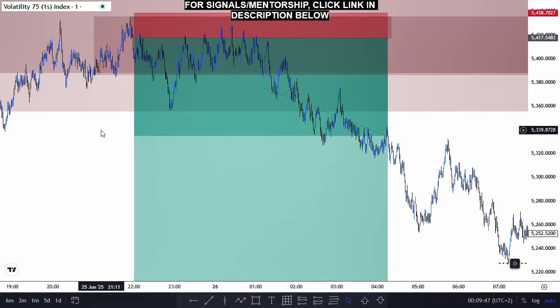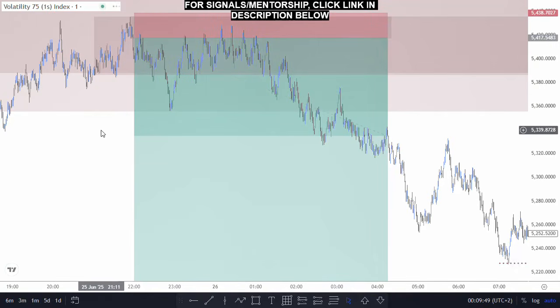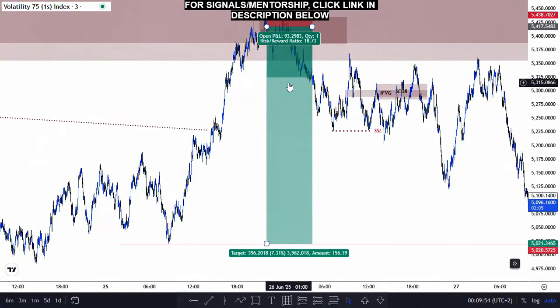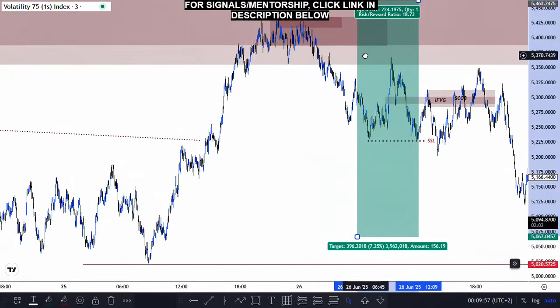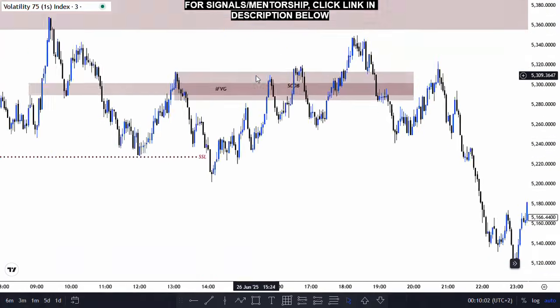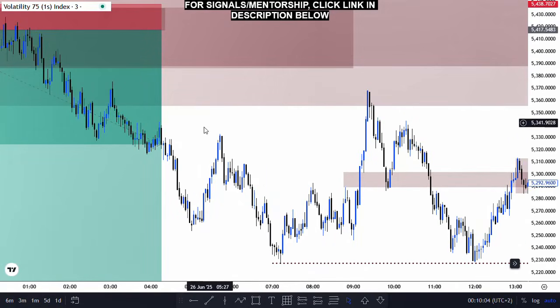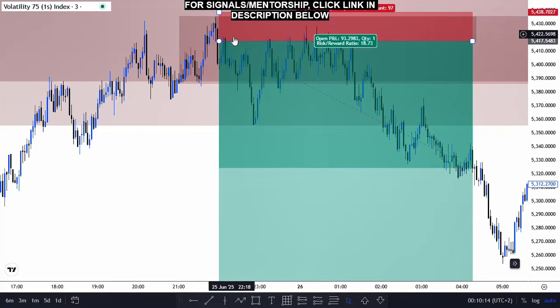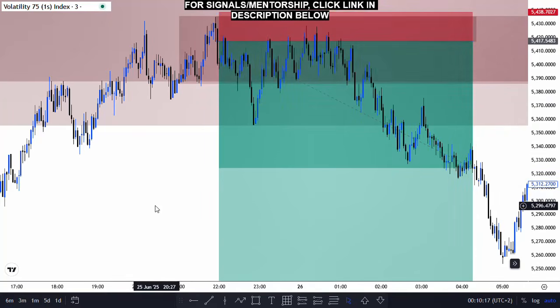Okay, so when you go to 3 minutes, you can see how less noisy the chart becomes. It's getting clearer in terms of entries. It's still noisy but it's getting clearer. You can see price dropped all the way down here. After dropping all the way down, it made a market structure shift and then started.